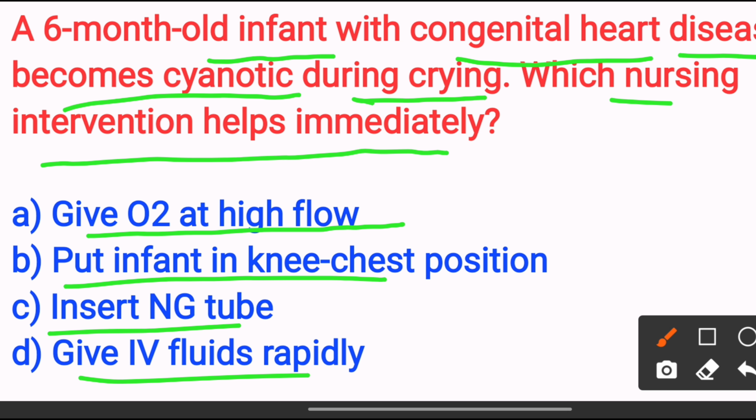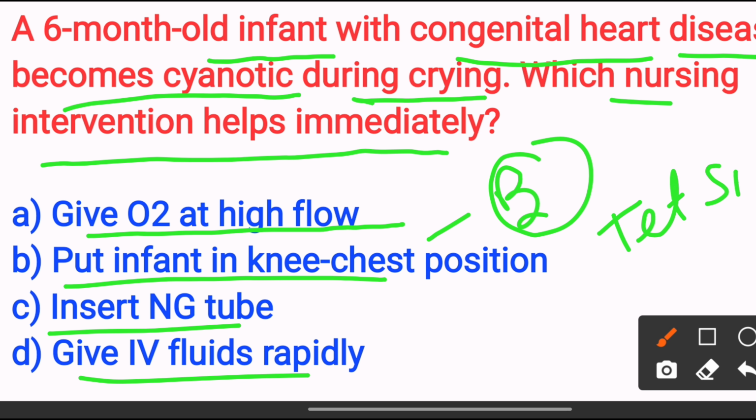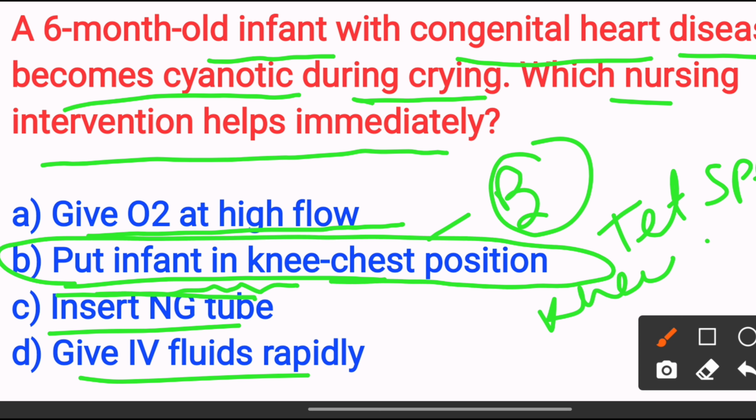The answer is option B, put infant in the knee chest position, because it is known as the TET spell. In TET spell management, we give the knee chest position. Knee chest position improves the venous return and oxygenation. So we will keep the infant in the knee chest position. So the answer will be option B.